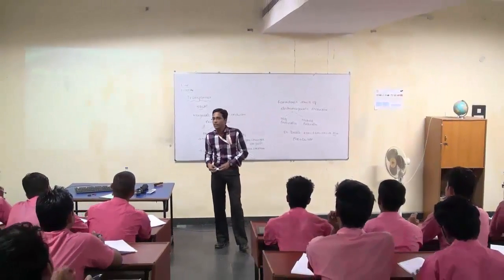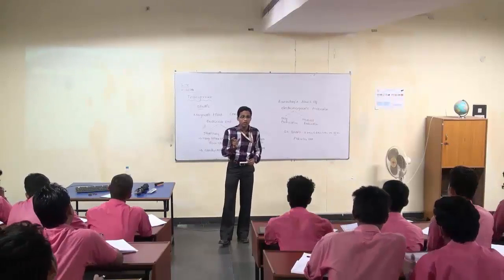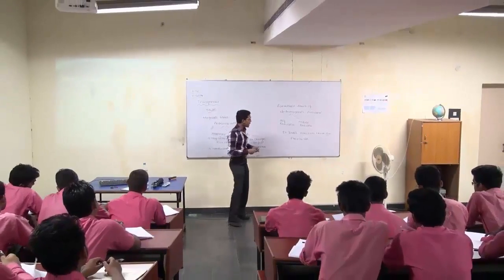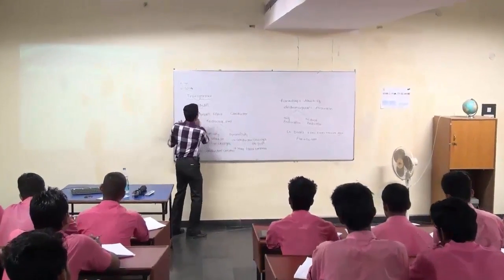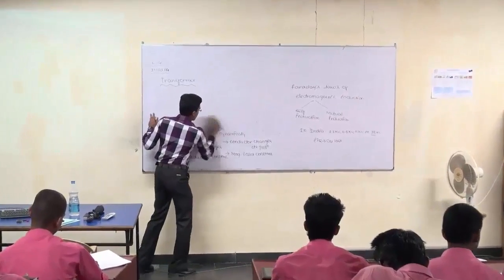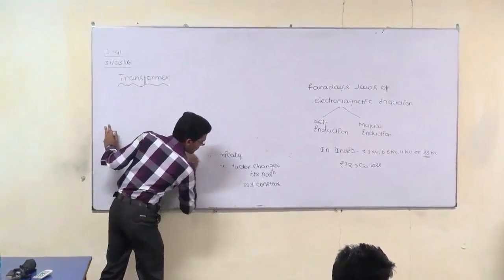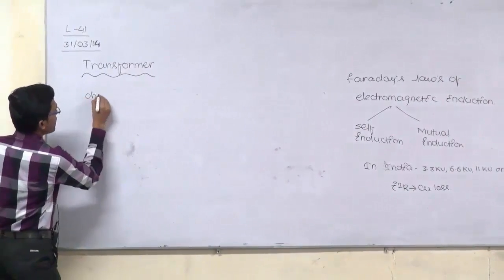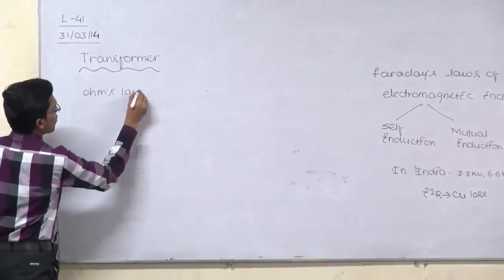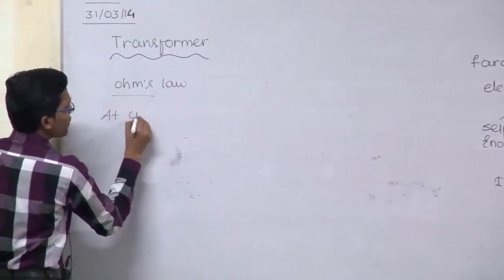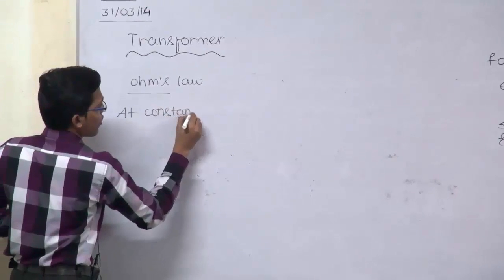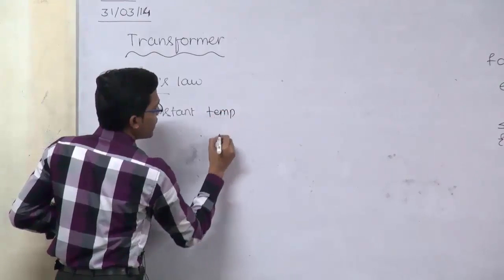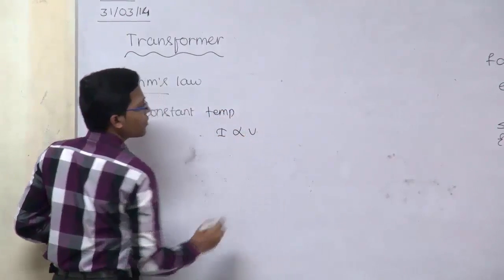Okay, so Ohm's law says that at constant temperature, it's an important point, at constant temperature, the current is directly proportional to the potential difference. So as per Ohm's law, at constant temperature, I is directly proportional to V.